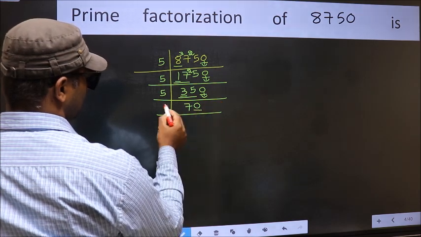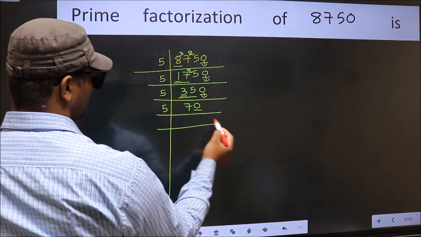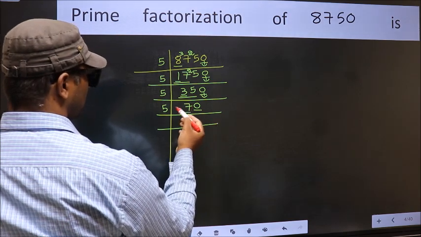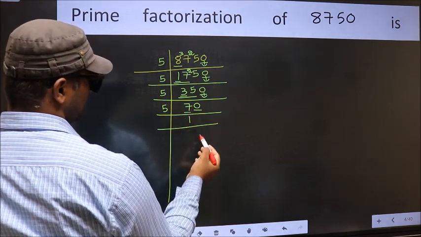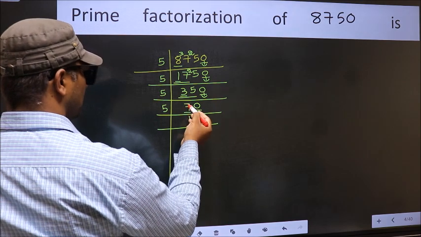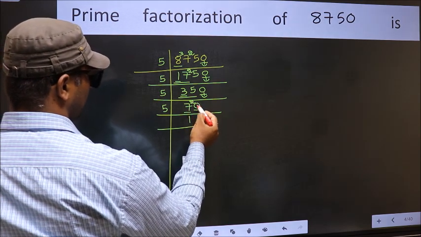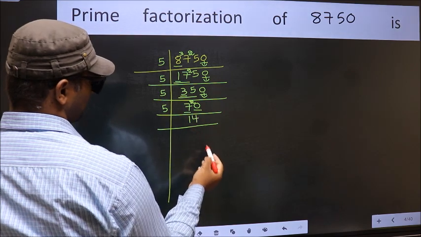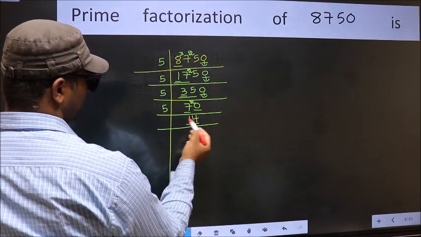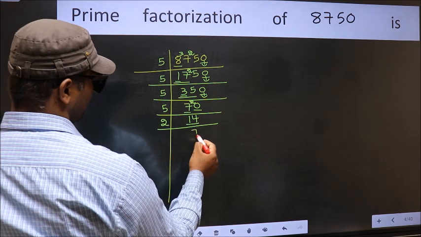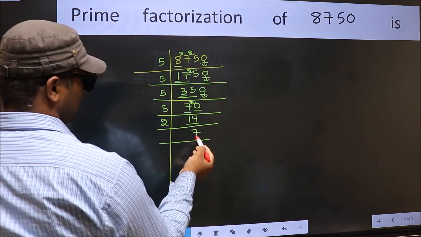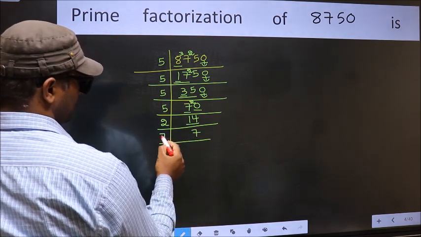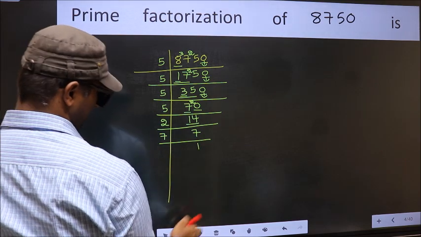Now last digit 0, so take 5. First number 7, a number close to 7 in the 5 table is 5 ones 5. 7 minus 5, 2, 2 carried forward 20. When do we get 20 in the 5 table? 5 4s are 20. Now we have 14, 14 is 2 sevens, 14. Now we have 7, 7 is a prime number, so 7 ones, 7.